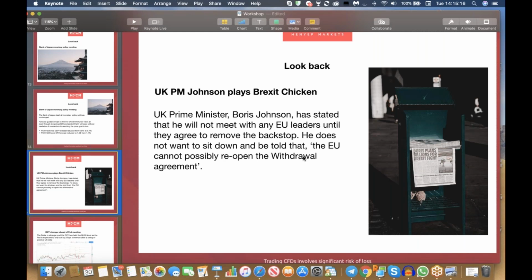The backstop is the border between Northern Ireland and Southern Ireland. So the issue is, how will Northern Ireland relate to Southern Ireland once Britain leaves the European Union? Because if Northern Ireland is part of the United Kingdom and Southern Ireland is part of Europe, there should, in theory, be a border between North and Southern Ireland.